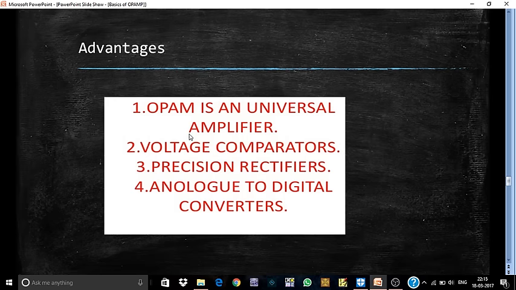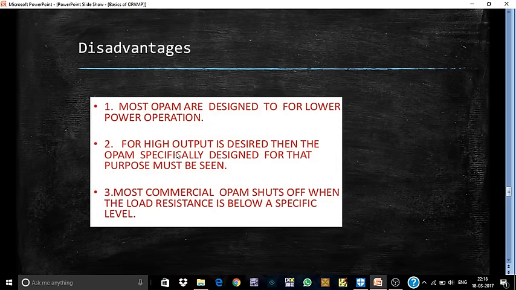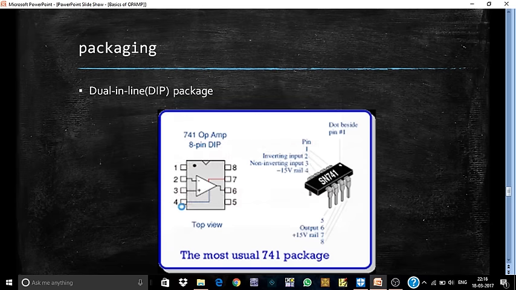Advantages of op-amp: op-amp is a universal amplifier, it can be used as a voltage comparator and a precision rectifier. It is also used as an analog to digital converter. Disadvantages of op-amp: most op-amps are designed for low power operation. If higher output is desired, then an op-amp specifically designed for that purpose must be used. Most commercial op-amps shut off when the load resistance is below a specific value.